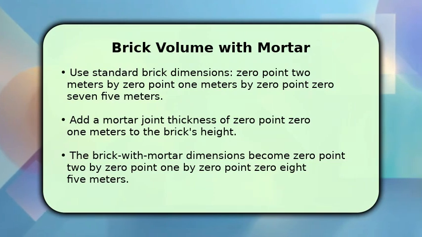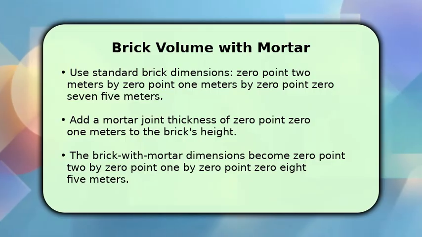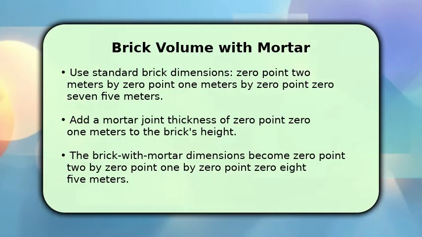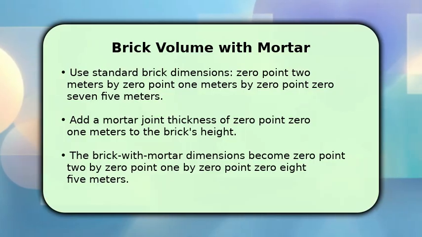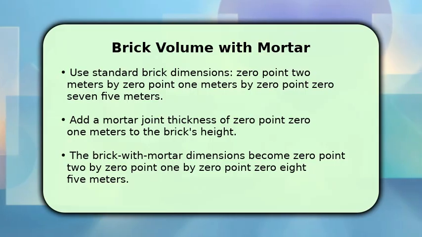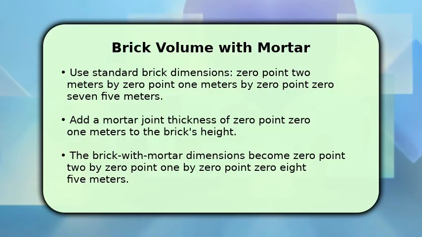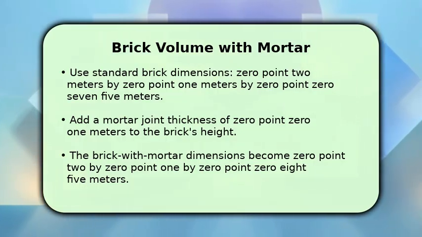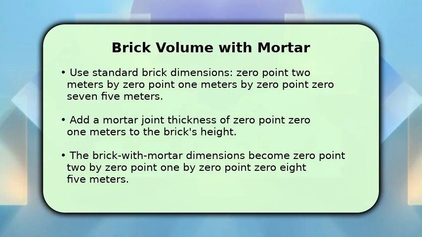Next, let's determine the volume of a single brick, including its mortar joint. A common brick size is 0.2 meters long, 0.1 meters wide, and 0.075 meters high. We add a standard mortar joint of 0.01 meters to the brick's height. This makes the effective height 0.085 meters. Multiplying these dimensions gives us a volume of 0.0017 cubic meters per brick with mortar.